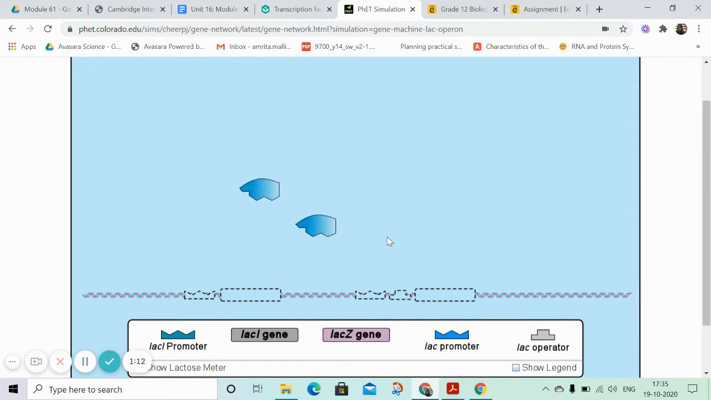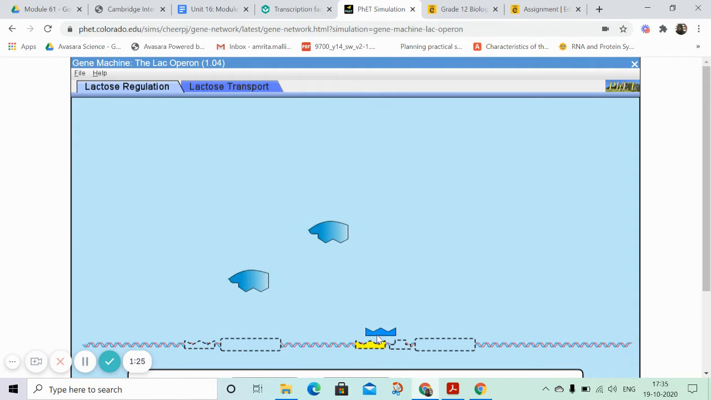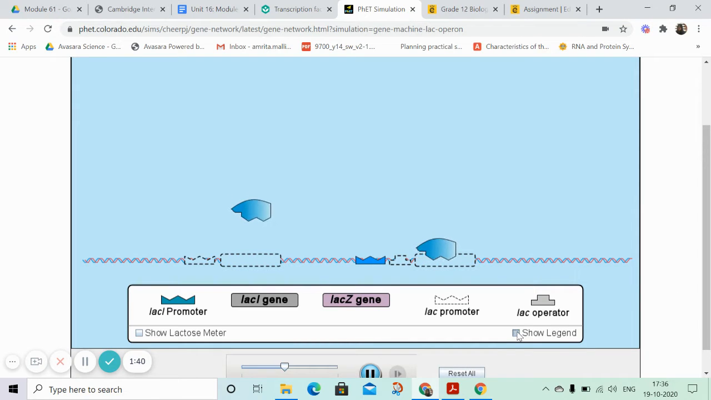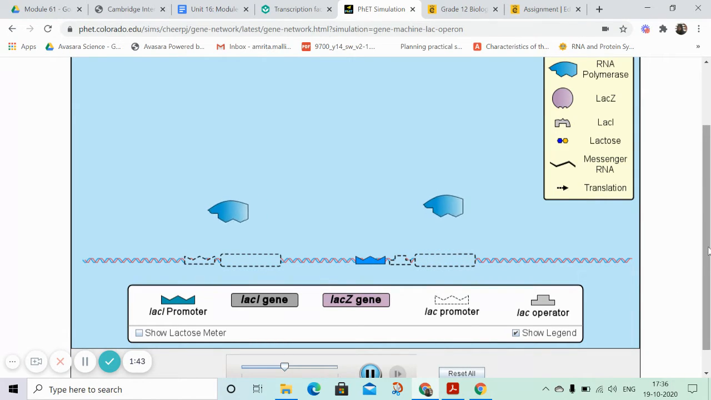So the first thing that I'm asked to do in the worksheet is position the lac promoter on DNA and then click on the legend button. So this is my lac promoter and I'm going to place it. You can see a yellow prompt is showing, so I have to place my promoter over there and observe what happens when I place the promoter. So I will now switch on the legend so you can know what that blue structure is which is floating.